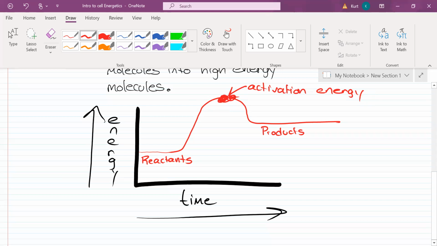Now, Zespina, just use your eyes. What has a higher energy level? The reactants or the products? That's it. The products have more energy than the reactants do. Therefore, energy is being absorbed. We call this an endergonic reaction. Endergonic means energy absorbed.